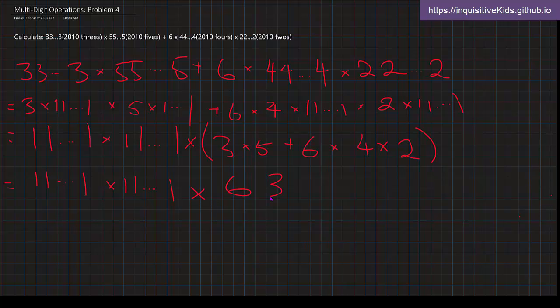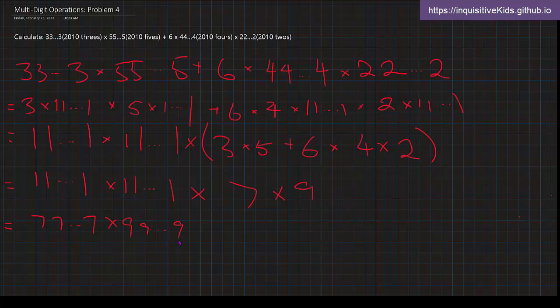Now, I'm not sure what to do next. Should we just multiply? Should we just write it all out and stack them? Well, 63 can be split into, for example, 7 times 9, and they're both one-digit numbers. So we can multiply them to each of these 2010 ones, and this is what we get after: 2010 sevens times 2010 nines.